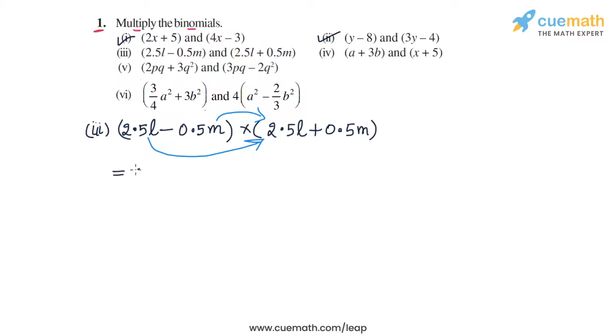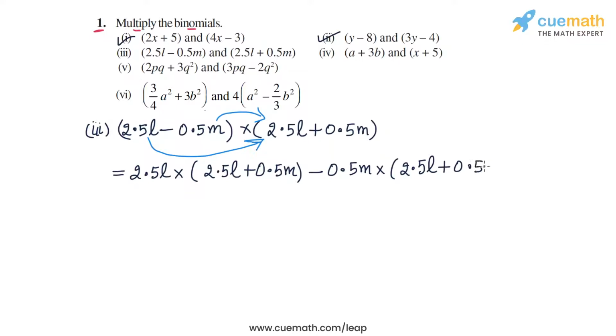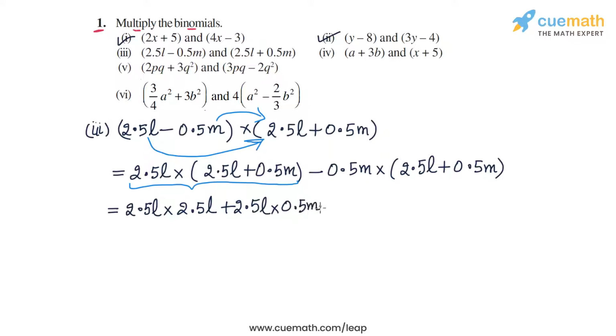This will give us 2.5l times 2.5l plus 0.5m. This is the first part, and then minus 0.5m times 2.5l plus 0.5m. Now we get these two products, which we will again expand using the distributive law. Let's take the first product and expand this. This will give us 2.5l into 2.5l, since we are multiplying term by term, and then 2.5l into 0.5m. So that's the first product.